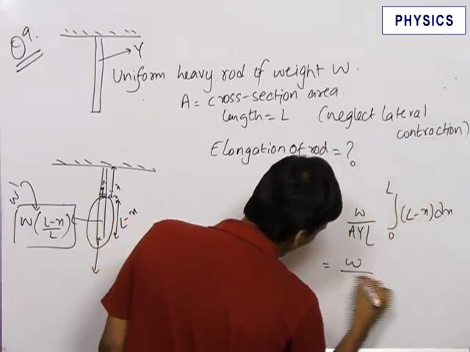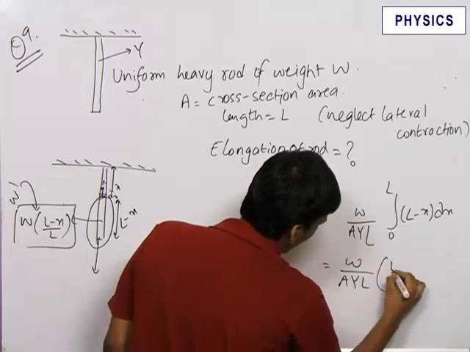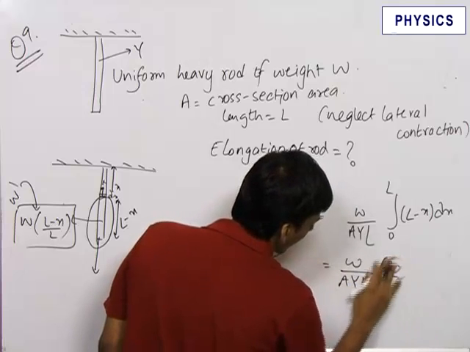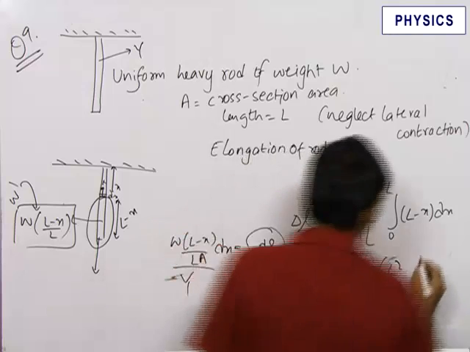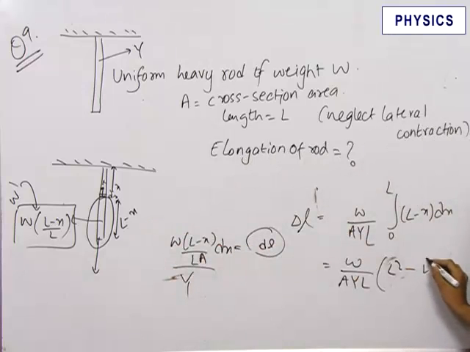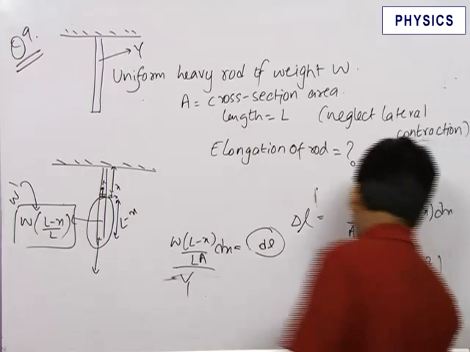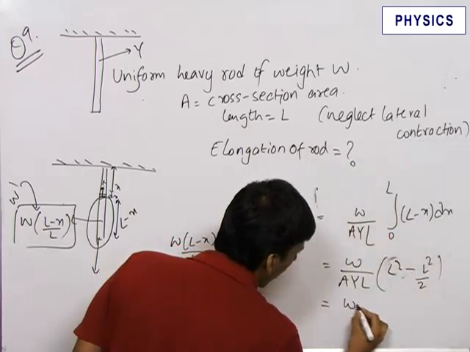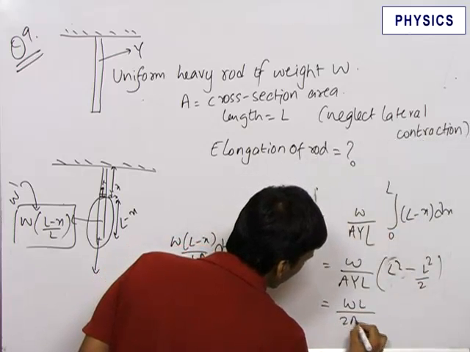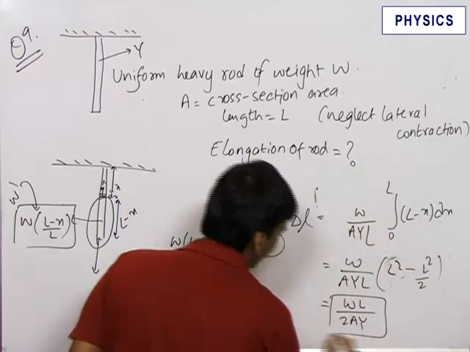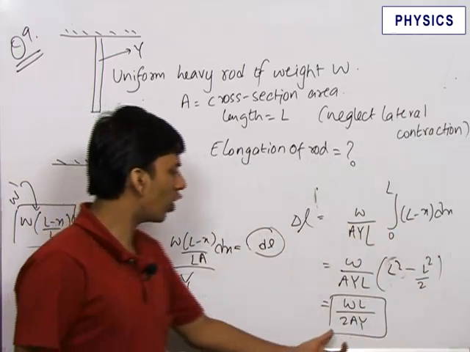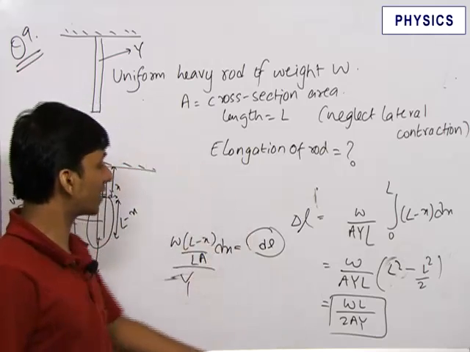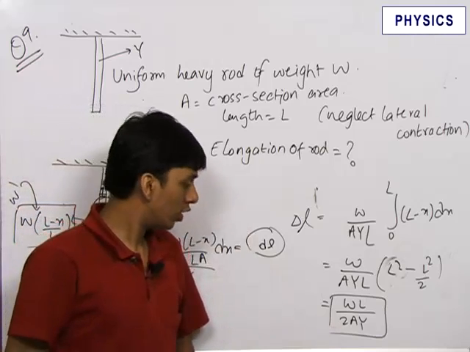This is equal to W upon AYL into L square by L square minus L square by 2. This is equal to W L upon 2 A into Y. So the total elongation of the rod under its own weight comes out to be equal to W L upon 2 A Y.